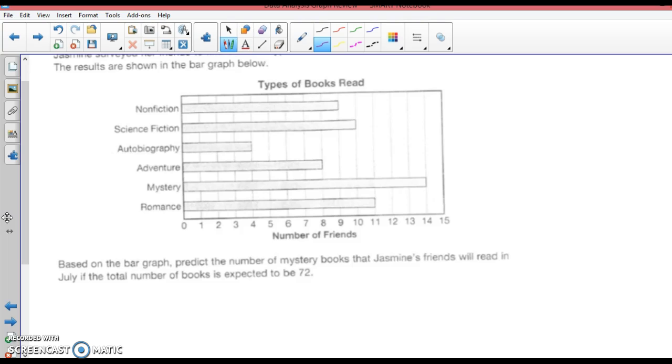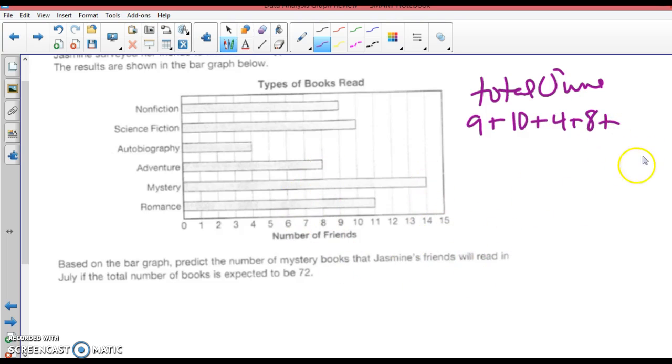What do you think the first thing I need to do is? These are the books in June. Let's figure out how many total books were read in June, right? Total for June. So, nonfiction is 9, plus science fiction is 10, plus this is 4, plus this is 8, plus this is 14, plus this is 11. And if you add that up, you are going to get 56.